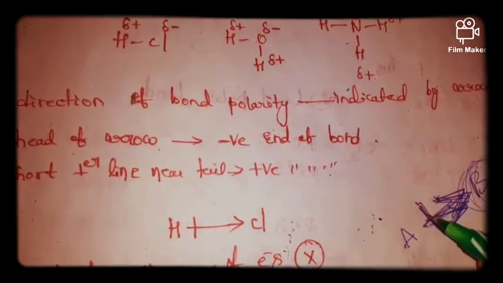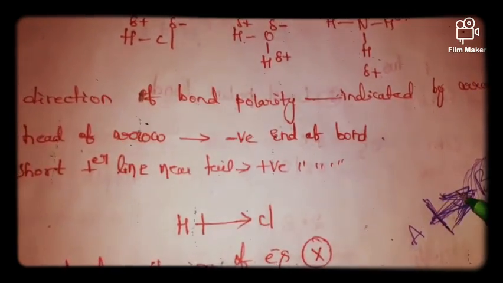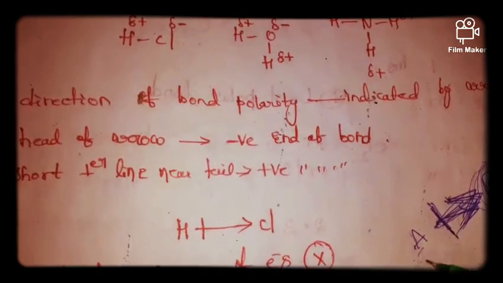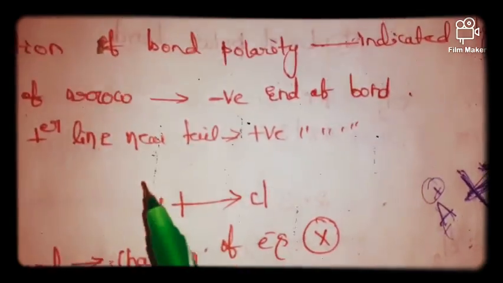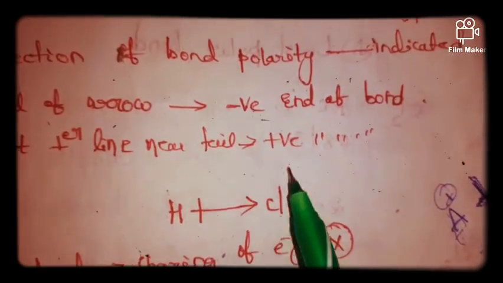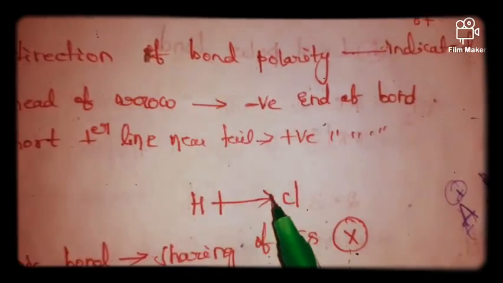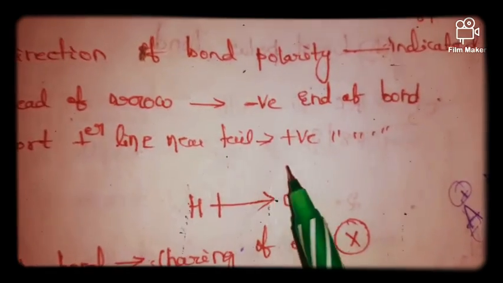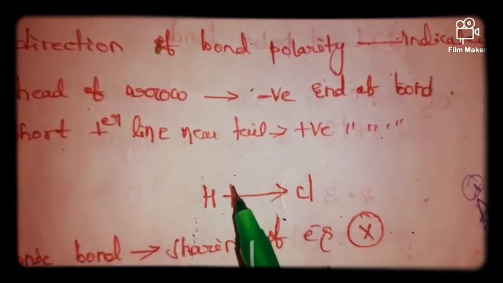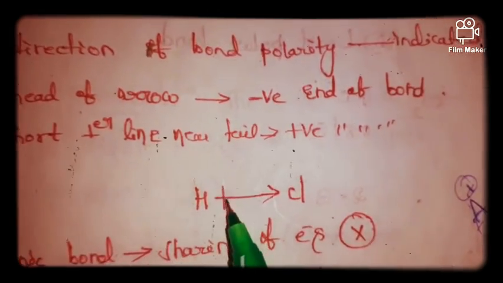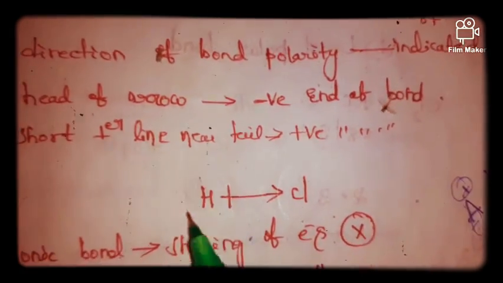So the shorter perpendicular line to the tail is the positive end of the bond. So we may think that it will have the positive charge like that. Here I have taken HCl. This is the head of the arrow, which means this is the negative end of the bond. And this is the hydrogen, and here we have the perpendicular line, so this is the positive end of the bond.